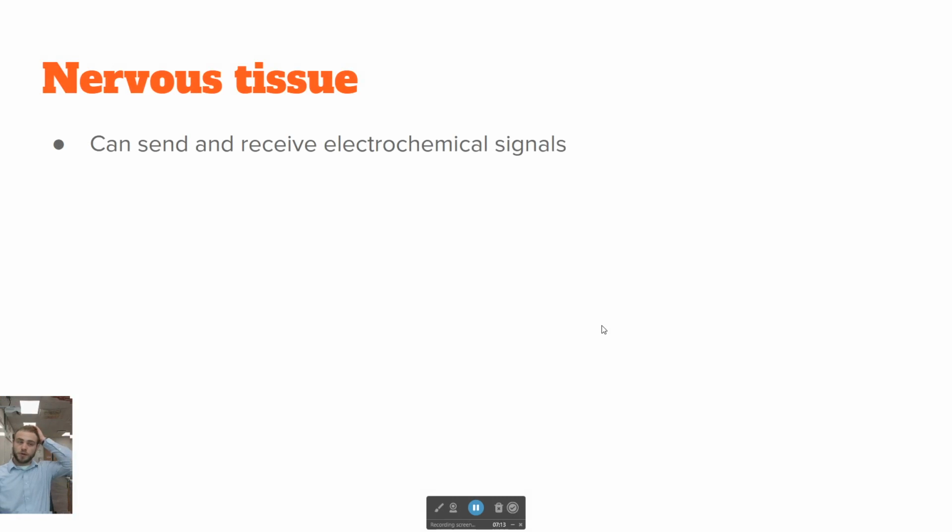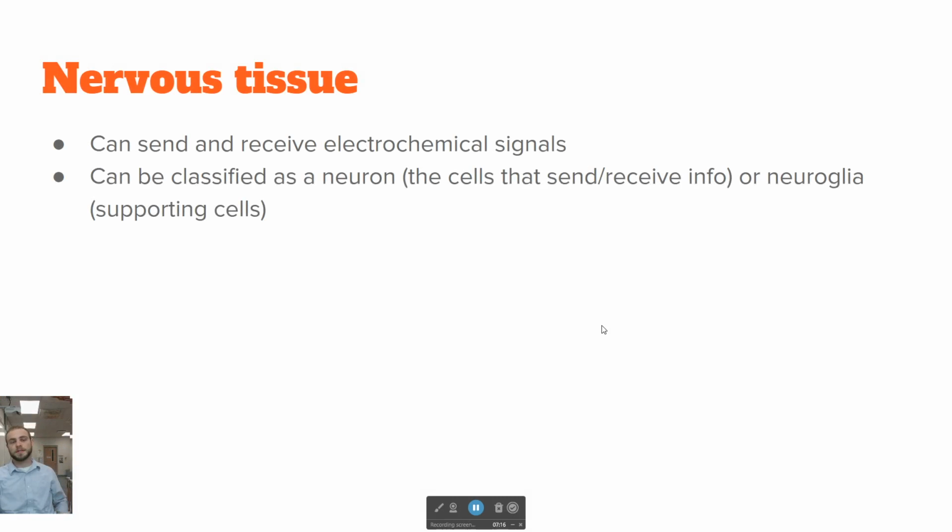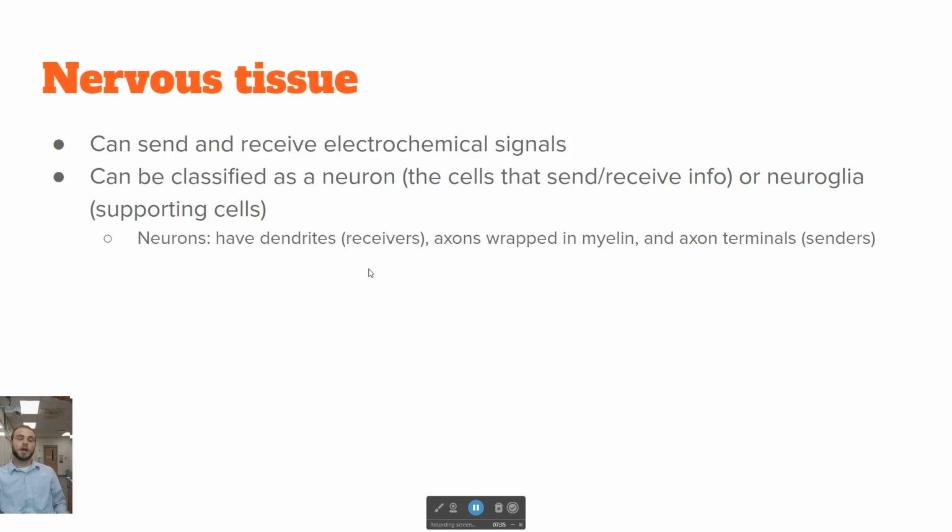And then lastly, we have nervous tissue, which can send and receive electrochemical signals. Nervous tissue can fall under the category of a neuron or neuroglia. Neurons are the actual cells that are sending and receiving information. Neuroglia are simply cells that are supporting the neurons, essentially. And I say simply, even though they have a very important role. Neurons have dendrites, which are the ends that receive information. They have axons wrapped in myelin running along the length of the neuron, and the axons branch and end in axon terminals, which is the direction that information is sent away.